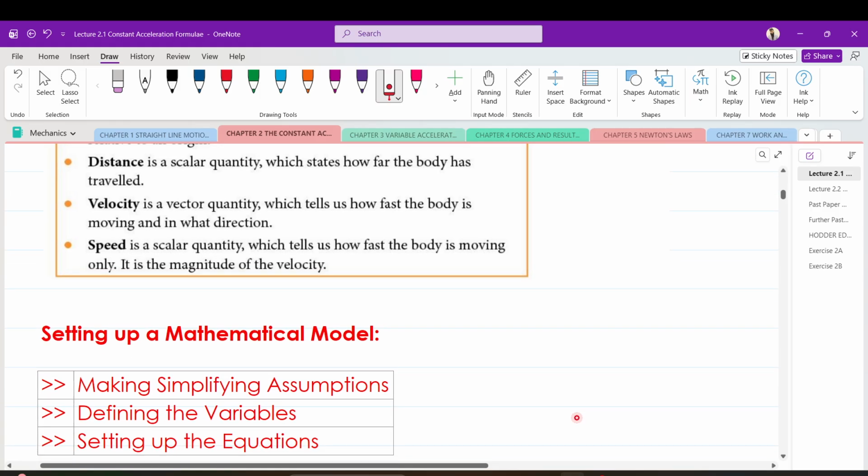After that, you set up the equation. Now we're going to learn how to apply this in our practice questions in a while. So basically, based on what variables are given to us and what we need to find, we now select the equation which is the most appropriate one to be applicable in this case.